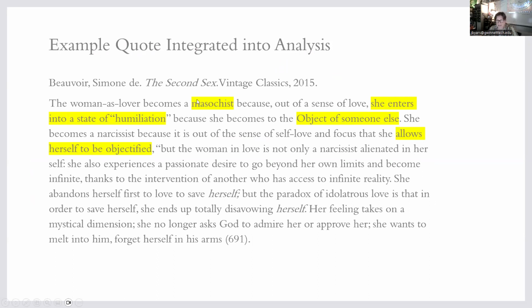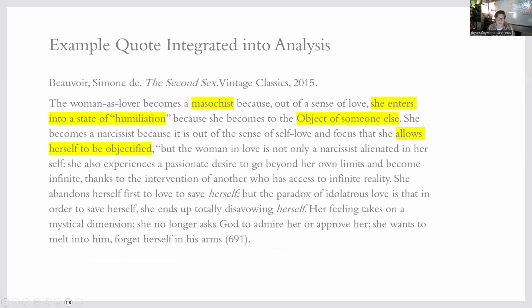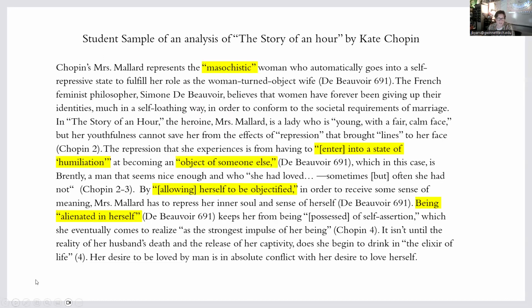These, and so I highlight the words out, like masochist. She enters into a state of humiliation, object of someone else, allows herself to be objectified. Okay. And then I work those things into my quote, into my analysis. So this is my analysis, just using chunks of quotes from this Simone source. This is Simone's quotes. And then this is my paragraph.